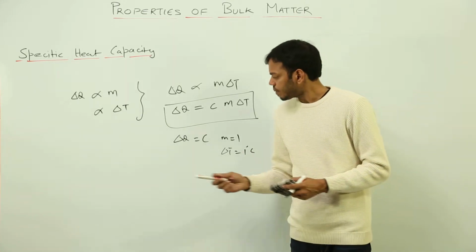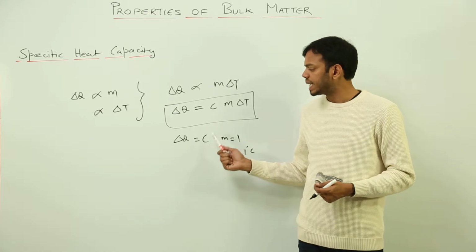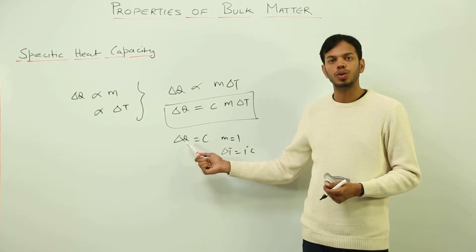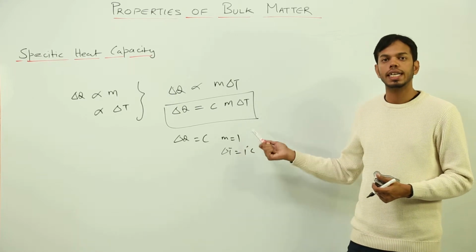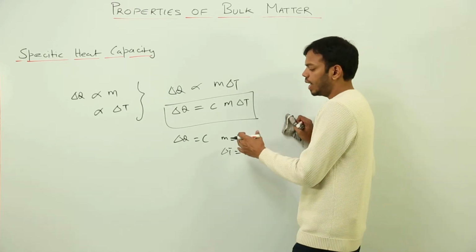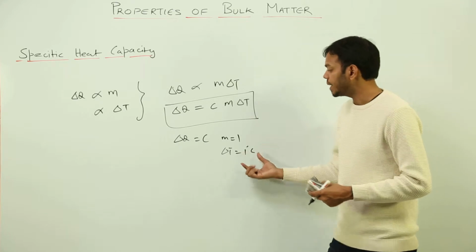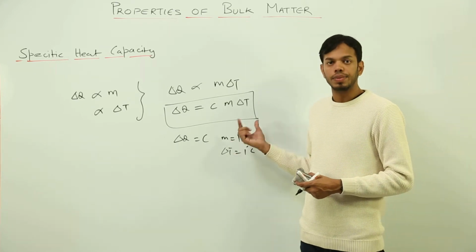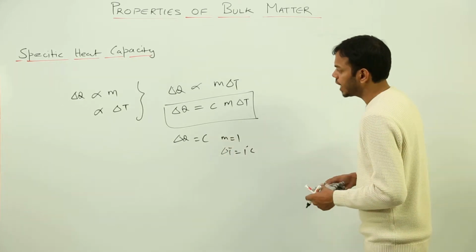So we can define specific heat capacity in this way: specific heat capacity is equal to the heat given to a unit mass of a body such that its temperature changes by 1 degree Celsius. Or when there is a unit change in temperature of unit mass of a substance, then the heat given to the body is equal to its specific heat capacity. Phrase it any way you like.